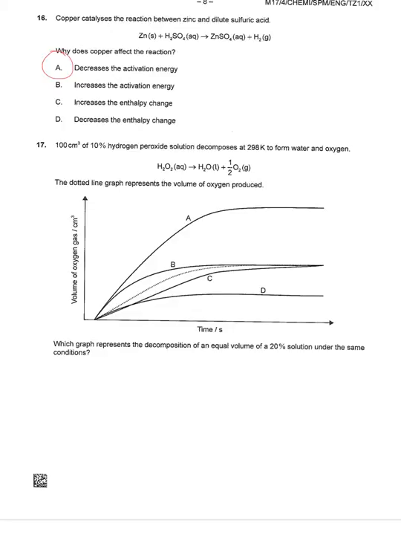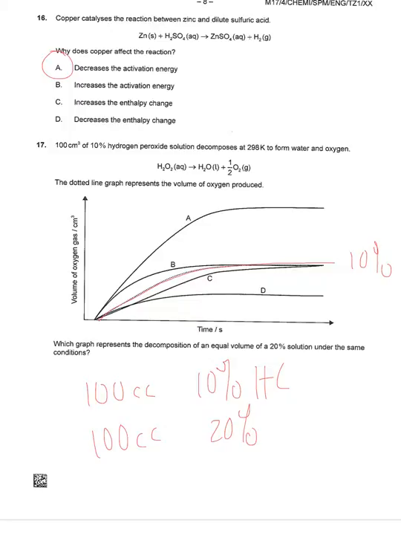17, 100 cc's of 10% HCl is added to the solution, and that is this dotted line here. So that's my 10% giving that dotted line. Which graph represents the decomposition of an equal volume at 20%? Well, once they say 20%, you realize you have twice as much HCl. So assuming that HCl wasn't already in excess, you are going to have a greater yield, and it's certainly going to be faster. So A would be the graph that denotes that.